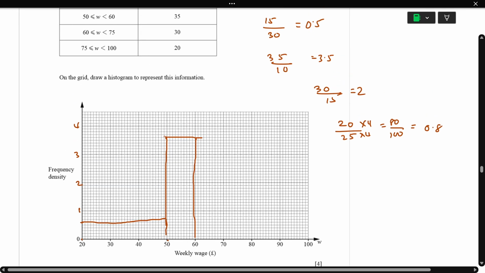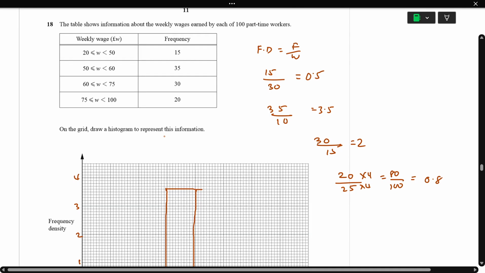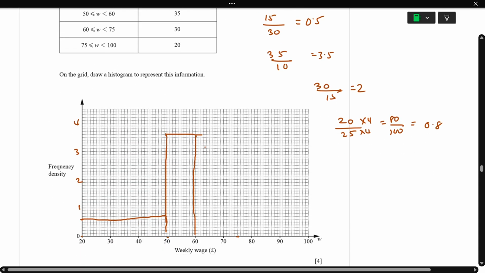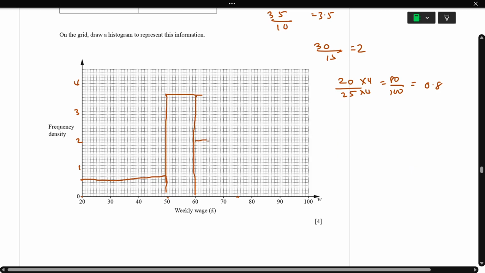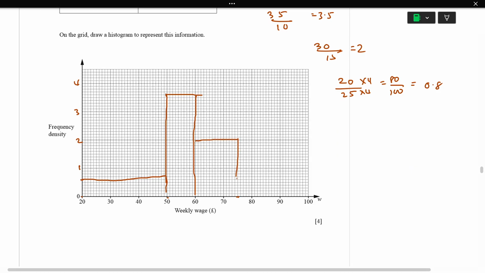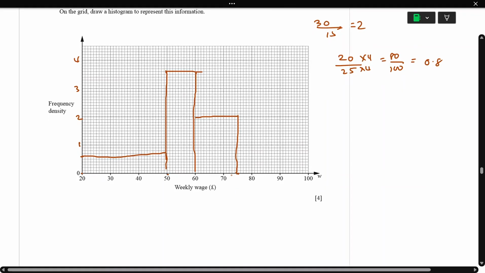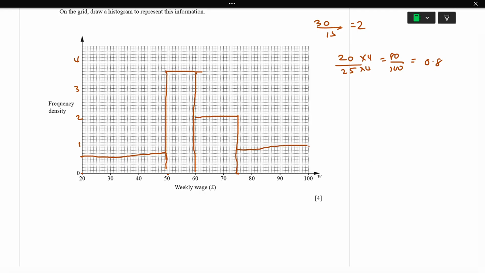Okay, so next, 60 to 75, 30, is going to be 2. Okay, next 75 to 100 is going to be 0.8. The figure is not clear, so we need to do exactly 0.8. Okay, so this is the histogram.